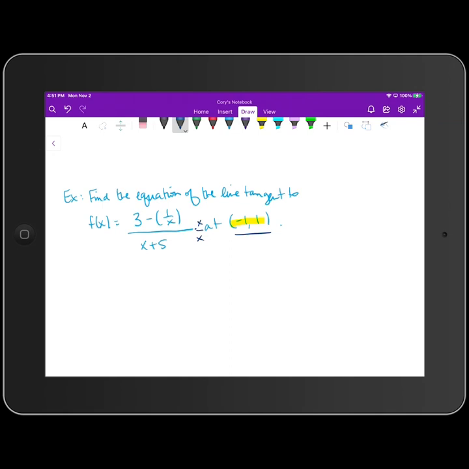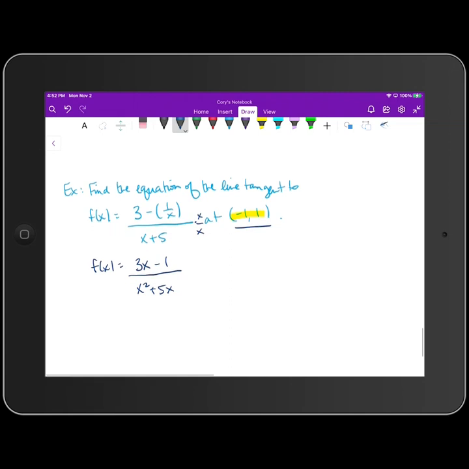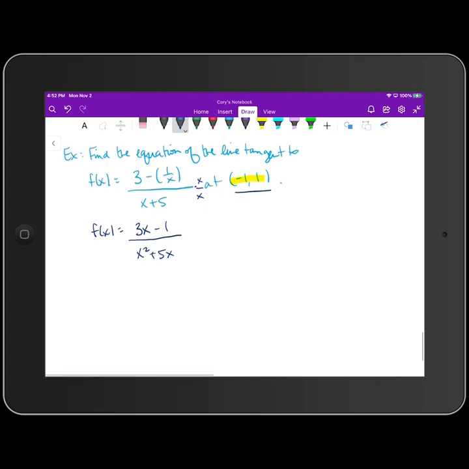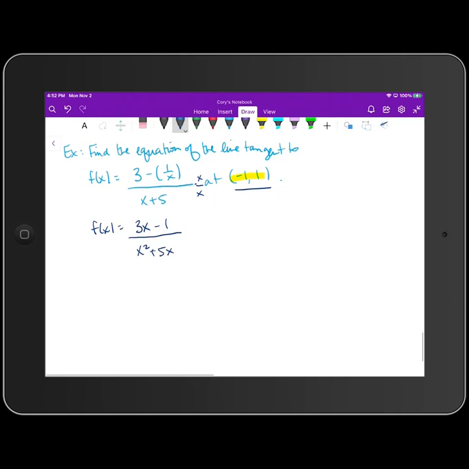When I distribute x across the numerator, the numerator becomes 3x minus 1. And when I distribute x in the denominator, the denominator becomes x squared plus 5x. I think multiplying the numerator and denominator by x is going to give me an easier function to find the derivative of. So we're going to take the derivative of this function using quotient rule.